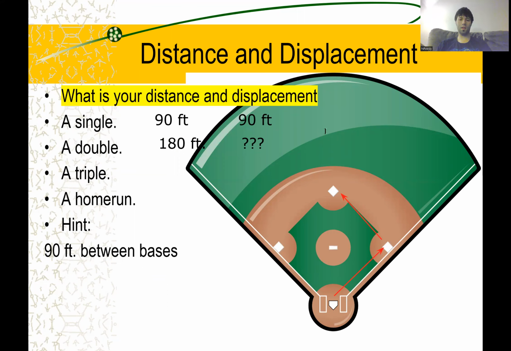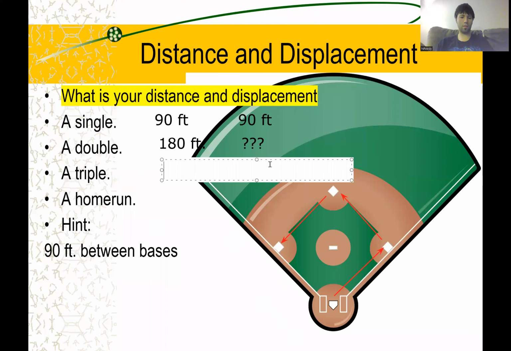Anyway, let's talk about a triple. A triple would be from home to first, first to second, then second to third. So I'm traveling 90 feet, 90 feet, 90 feet. So 90 times 3 is 270. And if you don't believe me, you can try it on a calculator. That's basically 9 times 3 with a 0 at the end of it. So 270 feet would be your distance.